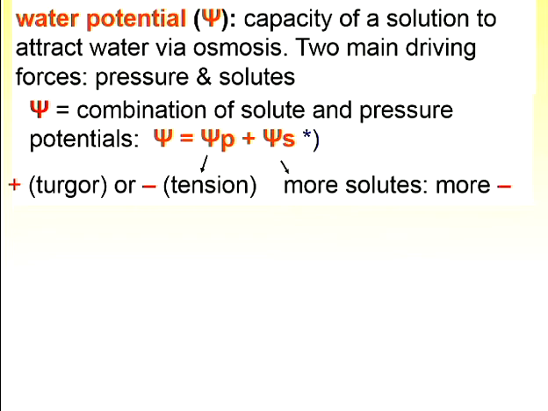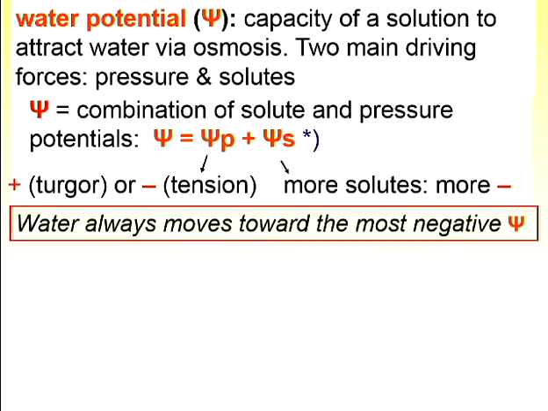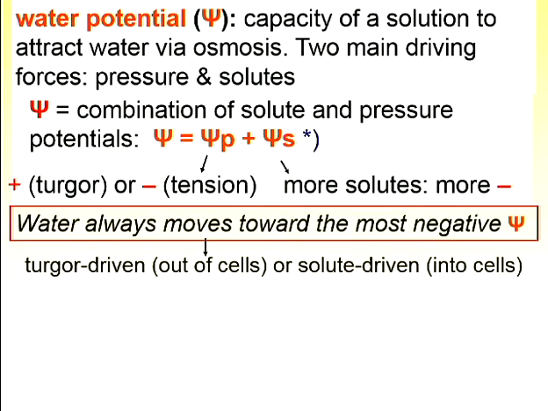So if a root wants to be able to take up water from the soil, its water potential must be more negative than that of the soil. No matter what the solute potential or the pressure potential are, as long as the overall water potential is more negative, water is going to move into that root. So this is the one thing that's always true.